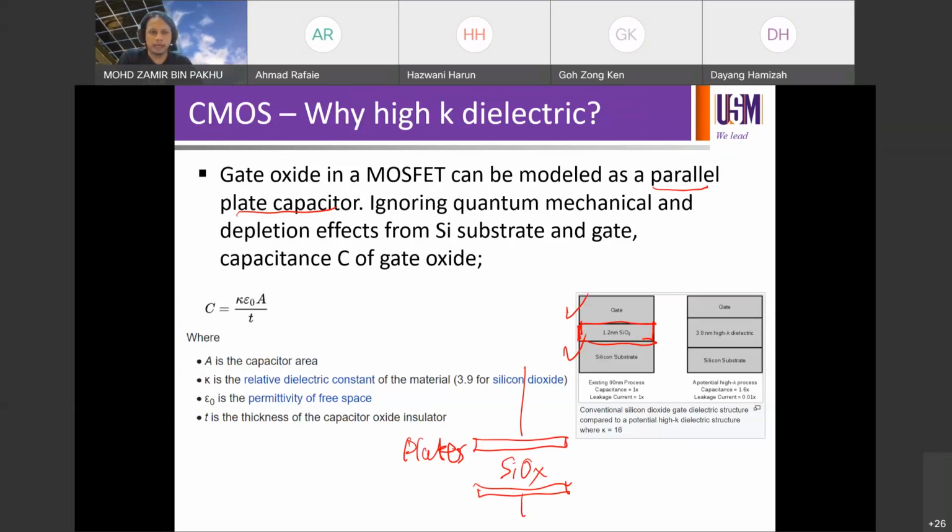Ignoring quantum mechanical and depletion effects from the silicon substrate and the gate, the capacitance of the gate oxide can be calculated as C = kappa, the dielectric constant K, times epsilon naught, the permittivity of free space, times the area A, over the oxide thickness. That's how you calculate the capacitance of the device. A is the capacitor area, K is the dielectric constant, so you have a specific value for different materials. For example, 3.94 for SiO2, and you're going to see different values for different materials as well. Epsilon naught is the permittivity of free space. You need to calculate by using the relative permittivity, right?